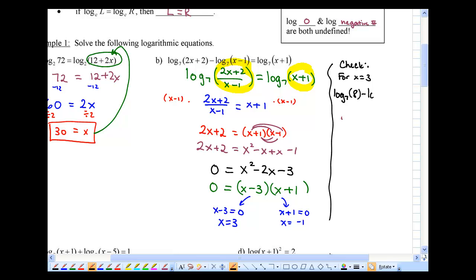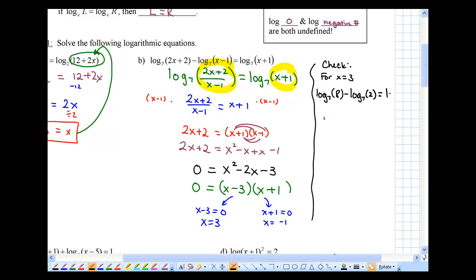Take away log base 7 of 3 minus 1, that's 2. And that's supposed to be equal to log base 7 of 3 plus 1, that's 4. Now, notice the numbers inside the brackets are all positive, so I'm thinking this is probably okay. And it is. If I really want to double check, then of course that part just becomes 8 divided by 2. And what's 8 divided by 2? Oh yeah, that's 4. So yeah, this totally works. That's an answer for sure.